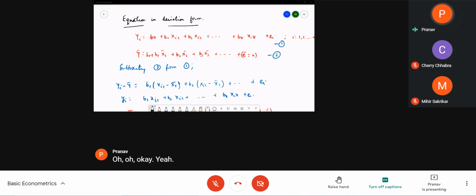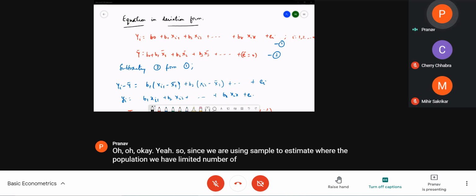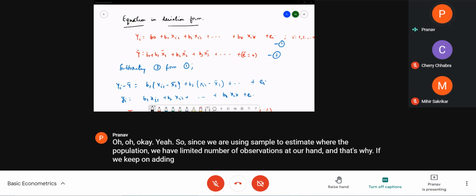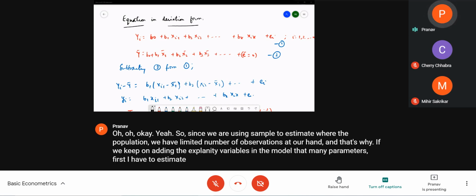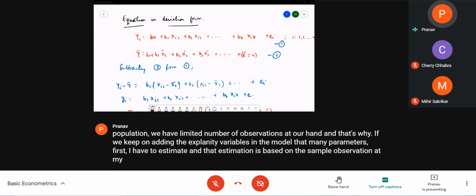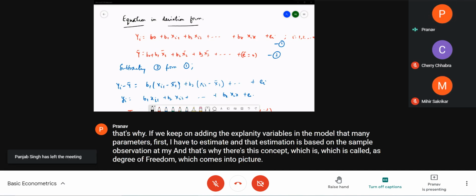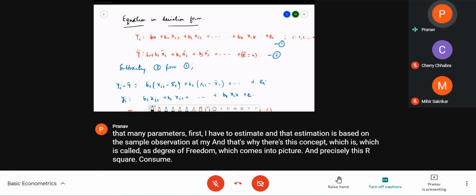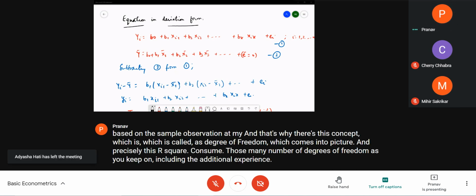Yeah. So since we are using a sample to estimate the population, we have a limited number of observations at our hand, and that's why if we keep on adding explanatory variables in the model, that many parameters I first have to estimate, and that estimation is based on the sample observations at my hand. And that's why there's this concept called degrees of freedom, which comes into the picture. And precisely this R square consumes that many degrees of freedom as you keep on including additional explanatory variables.